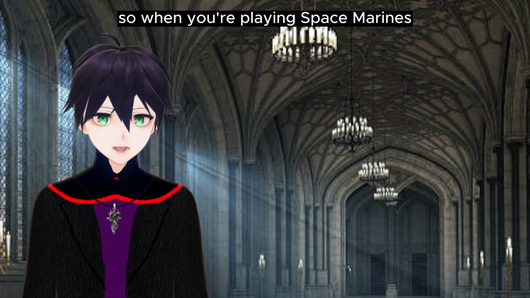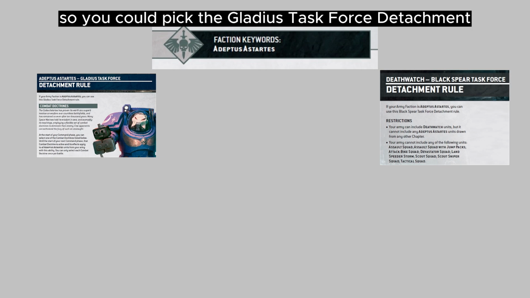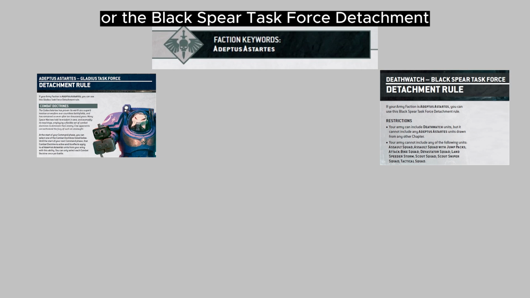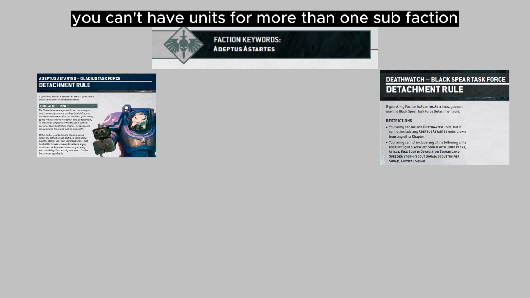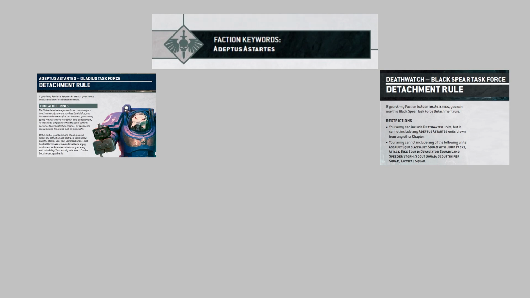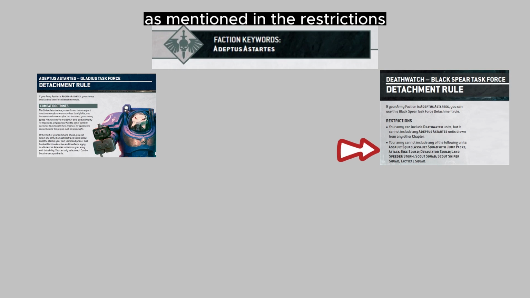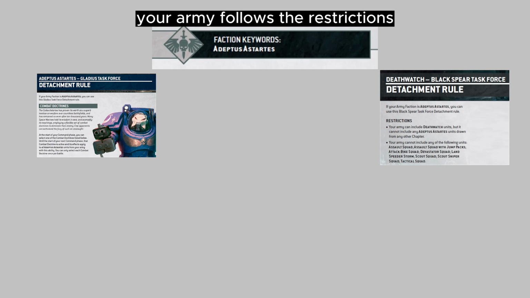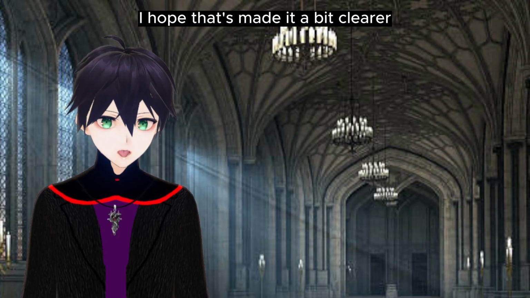So when you're playing Space Marines, your faction keyword is Adeptus Astartes. Then you choose your detachment. So you could pick the Gladius Task Force detachment or the Black Spear Task Force detachment as two examples. You follow the restrictions, so both of them say you can't have units from more than one subfaction, and the Black Spear Task Force specifies that it is Deathwatch units or generic ones, apart from these particular units as mentioned in the restrictions. So after you've picked your detachment, your army follows the restrictions, and these are the bonuses you get, depending on which detachment you choose. I hope that's made it a bit clearer.